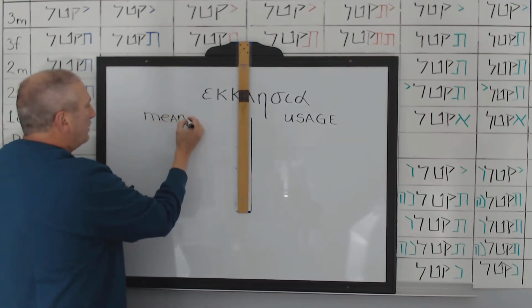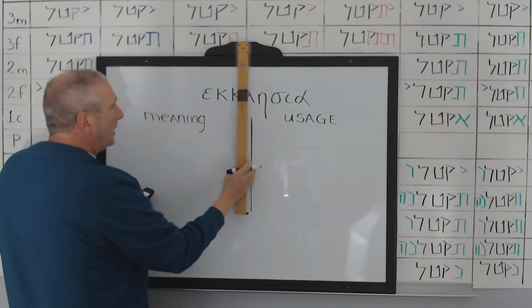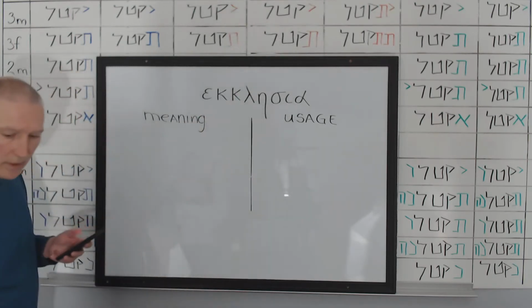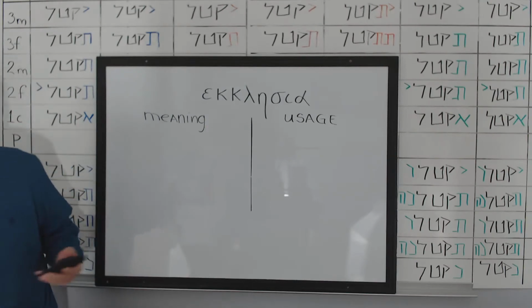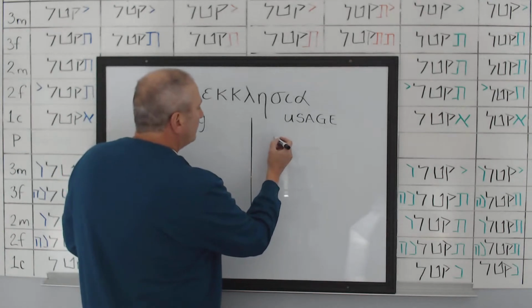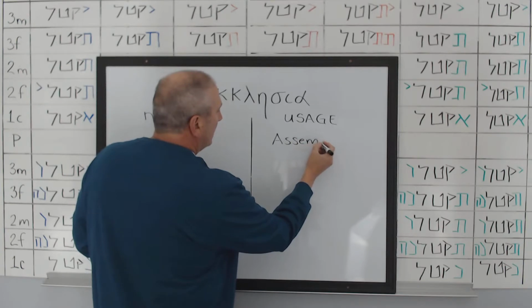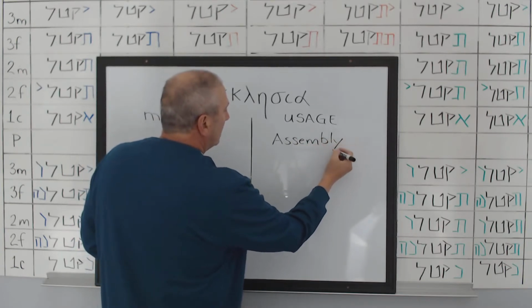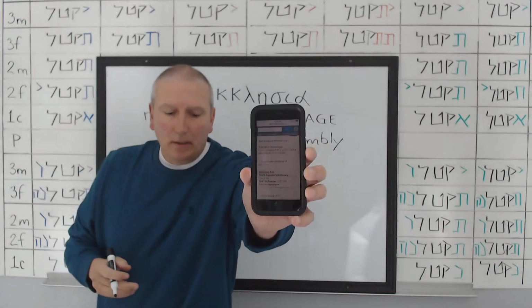It might help some of the confusion people have. And there's certainly nothing wrong with confusion. We construct reality, we go by what we're told. So usage is often referred to as an assembly. So assembly would be usage. And meaning, you use your Blue Letter Bible app to show you that.